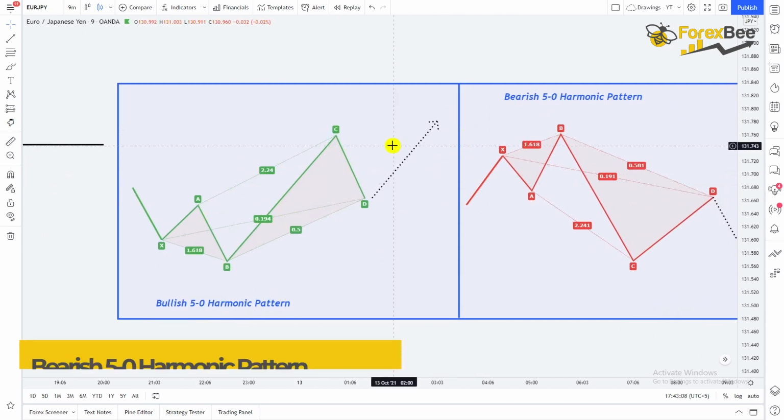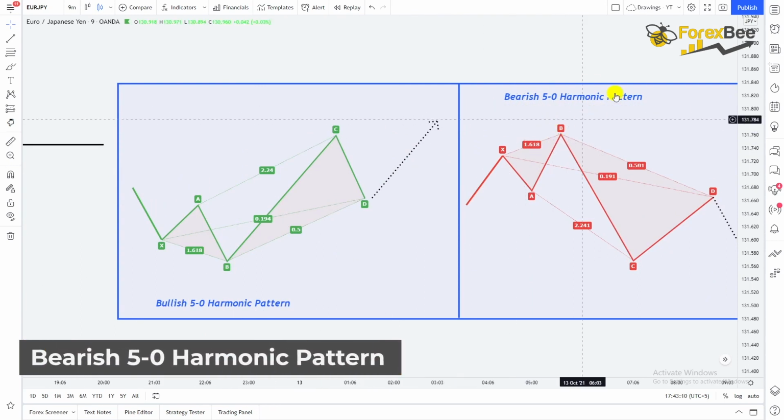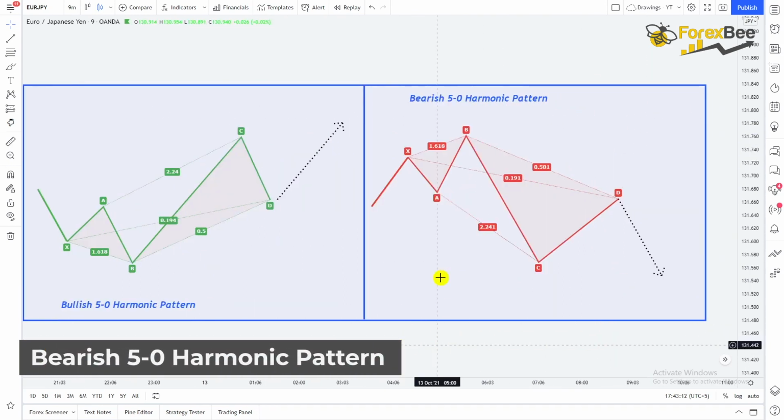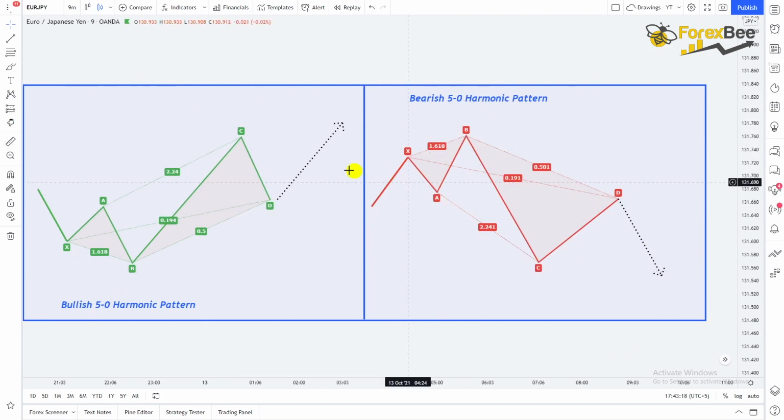The second type is the bearish 5-0 harmonic pattern. So in bearish 5-0 harmonic pattern, all the rules stay the same, only the direction gets reversed. So the rules that we use in bullish 5-0 harmonic pattern will also be used the same in the bearish harmonic pattern, only the directions will be different.